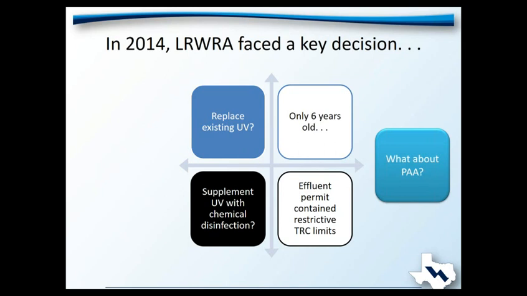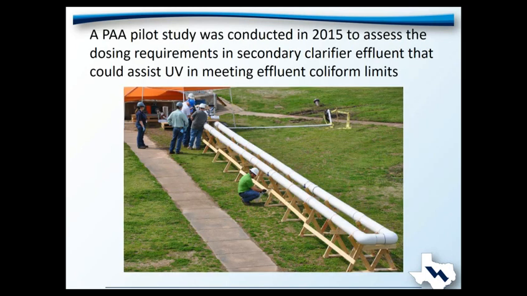So with a little bit of a leap of faith, the project moved forward by examining peracetic acid as that potential supplemental disinfectant instead of free or total chlorine residuals. Before we did take that leap of faith, however, there was a pilot study, and I wanted to point that out: a pilot study was conducted for about 6 weeks in 2015 to assess the dosing requirements in their secondary clarifier effluent, again with the idea that it could assist UV, not replace UV, in meeting effluent fecal coliform limits. So the thought all along was, could we keep a stable peracetic acid bulk solution on the shelf, so to speak, for the challenging conditions that we know exist for UV disinfection: high flows, poor UVT, etc.